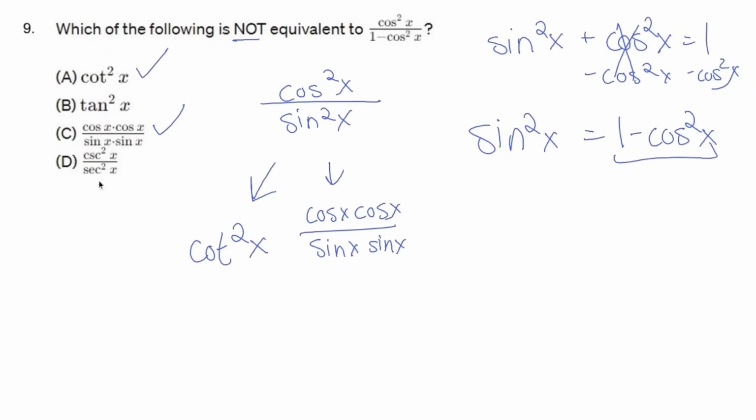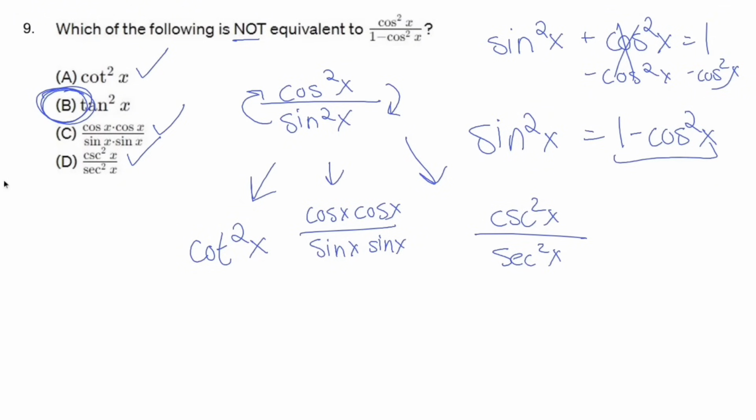And let me see. If I were to move cosine squared x down, I would have secant squared x on the bottom. And if I were to move sine squared x up, I would have cosecant squared x on the top, which makes you work. Oh, tangent. You little rascal, it's not tan squared x.